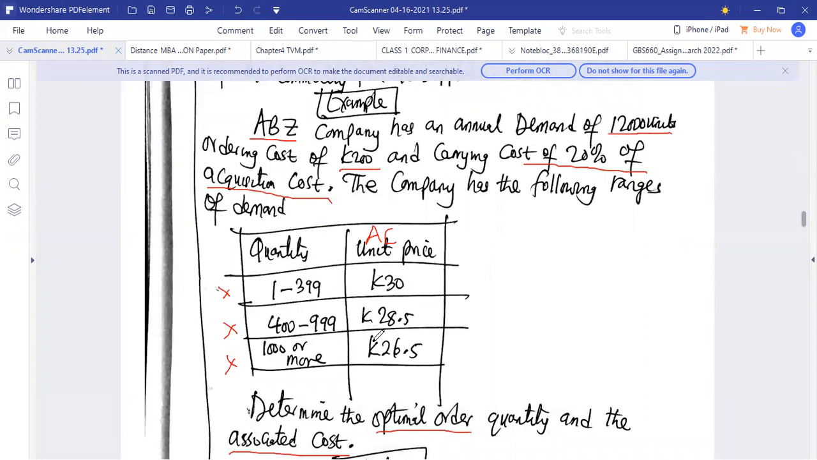This is a real life model, because you would want to take advantage of the discount, because you tell people, okay, as I buy one, what's the price?